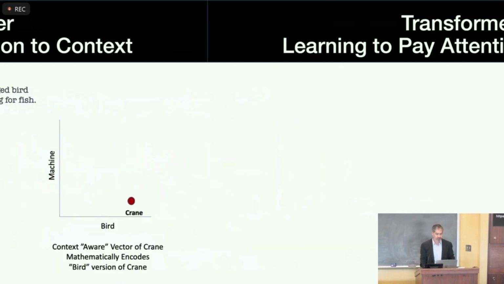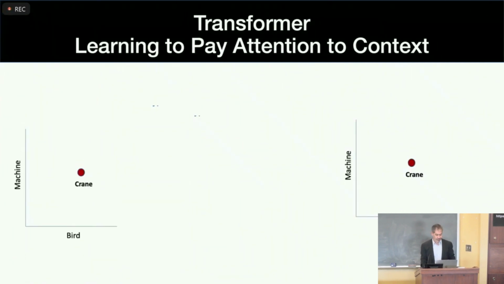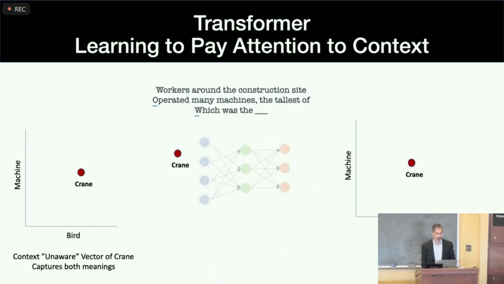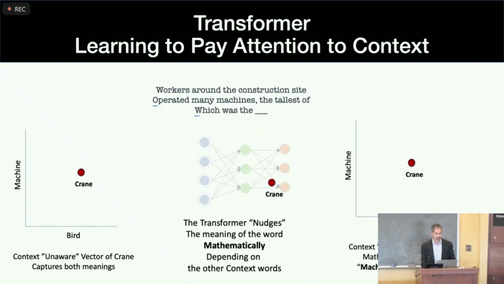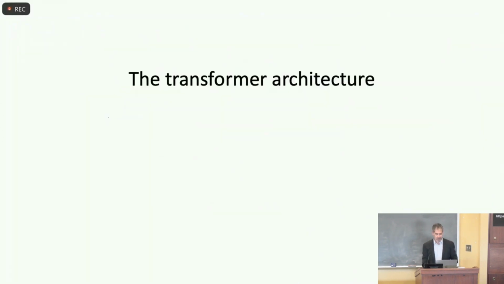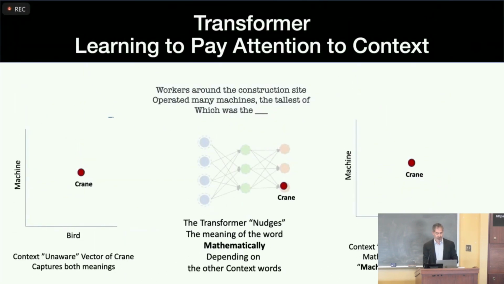But imagine if instead you would ask this: workers around the construction site operating many machines, the tallest of which was that. And it was like, oh, I see machine, construction site. I'm going to mathematically nudge it based upon that context. We're supposed to nudge it that way. Let's pretend it nudged it that way. It was supposed to nudge it up there, right, towards machine.